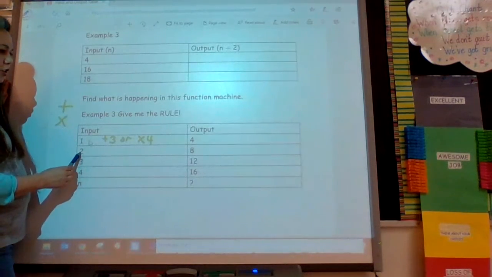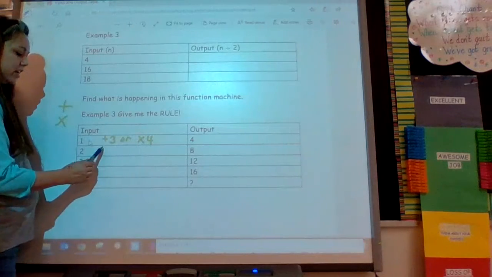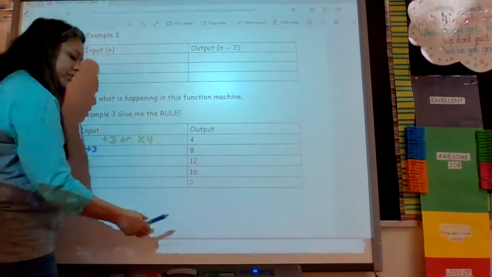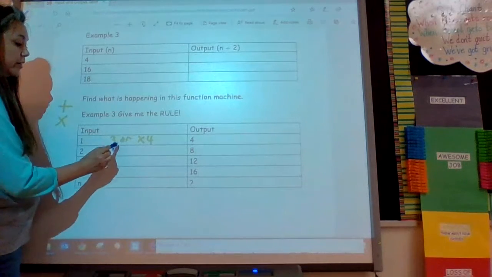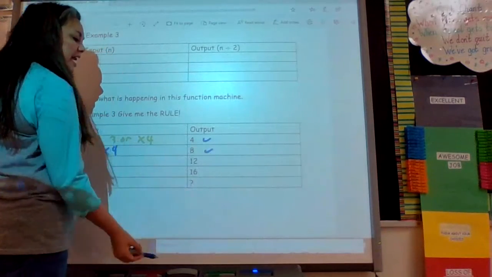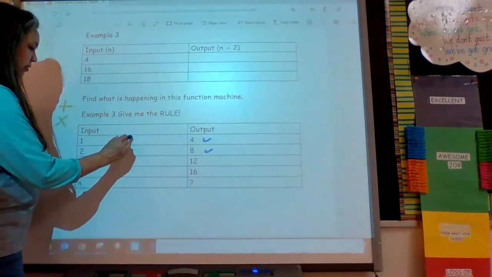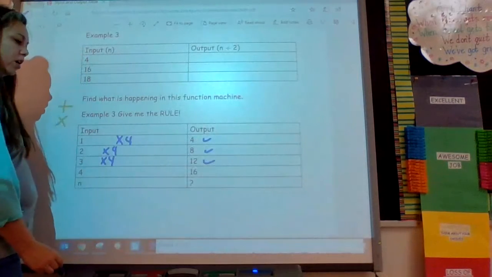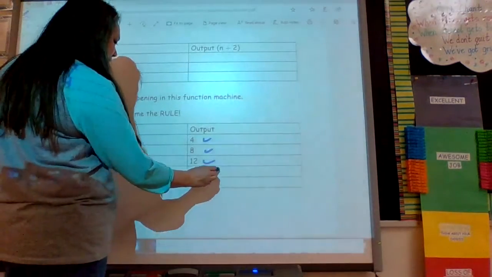If we put 2 in and 8 comes out, how is 2 turning into 8? Well, let's try some of these. If I add 3, will I get 8? No, and I know it's something that has to repeat. So what if I multiply it by 4? Because we did that up here also, didn't we? 2 times 4 is 8. Did that work? Yes. But we're going to make sure that that is correct. So we're going to times 4. So 3 times 4 is 12. Did that work? Yes. So 4 times 4 is 16.